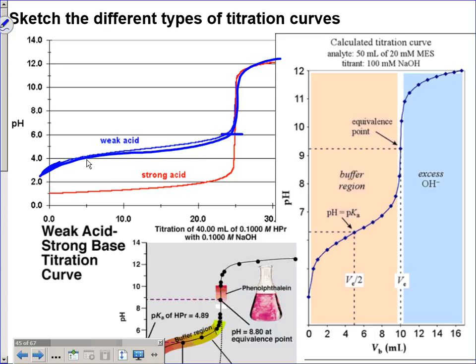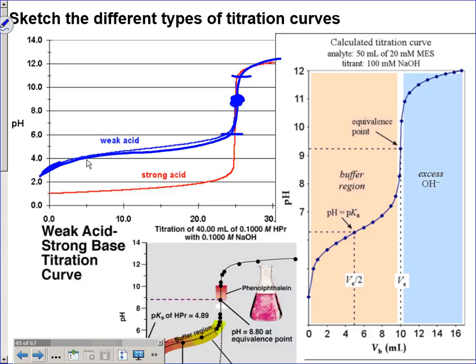Maybe 8-ish, right? So this is a halfway point, so maybe like 8.5 or so, where the red one, which is the strong combination, is more at pH 7. So you should be able to identify from a curve like that what the combination includes. Is it strong acid, strong base, or is it weak acid, strong base, and so forth.